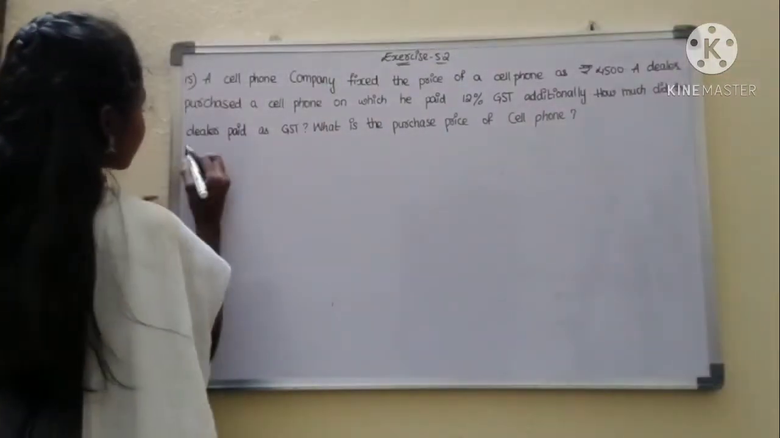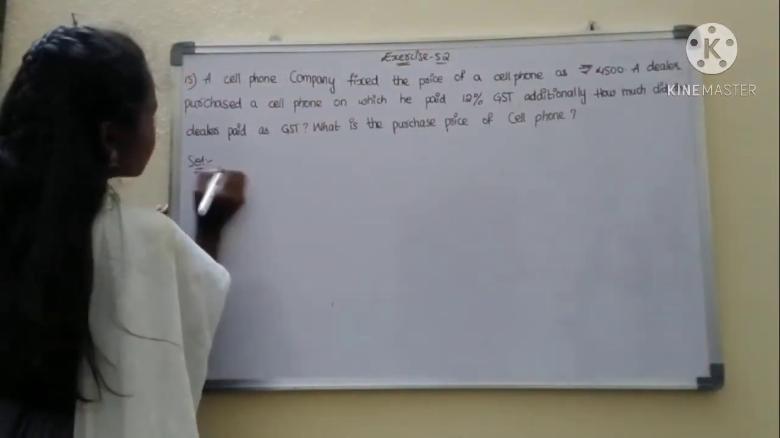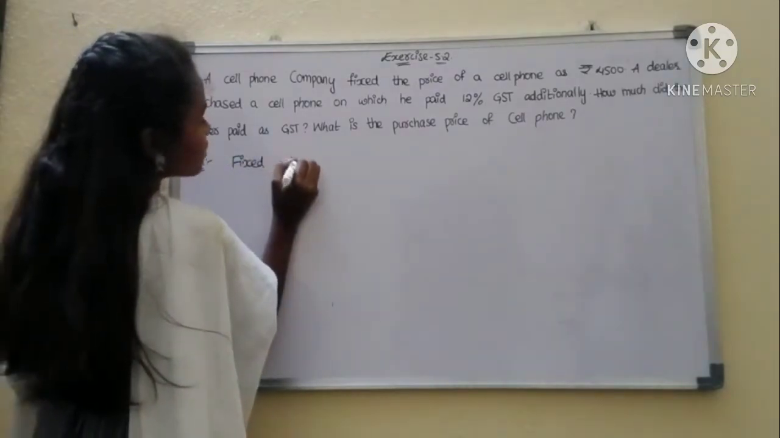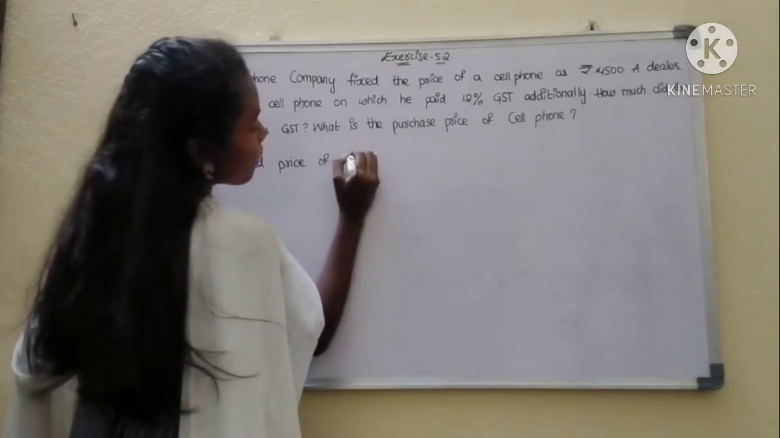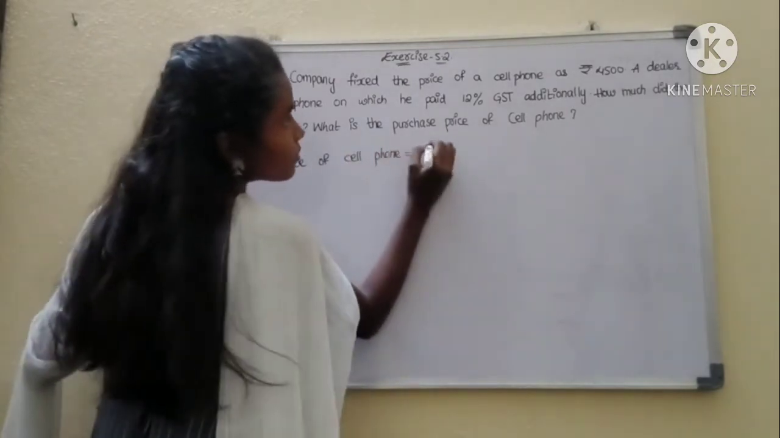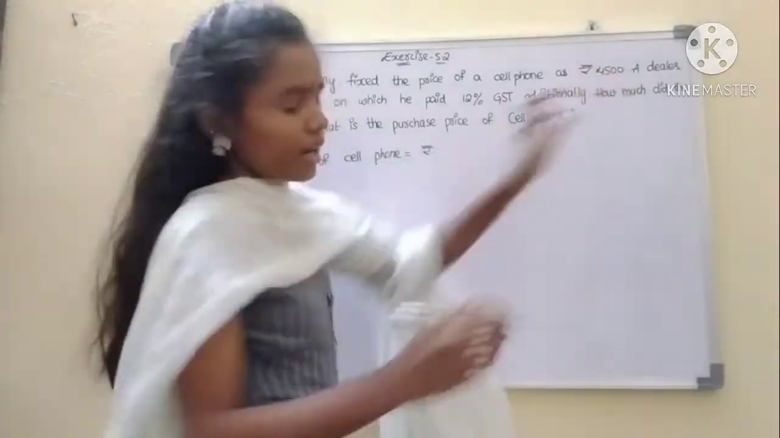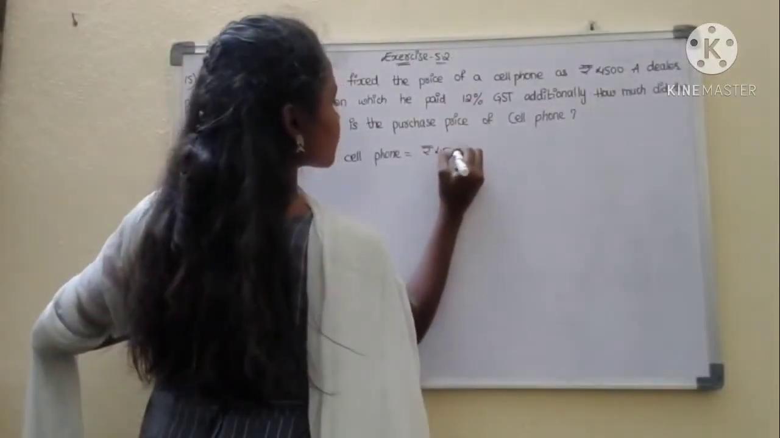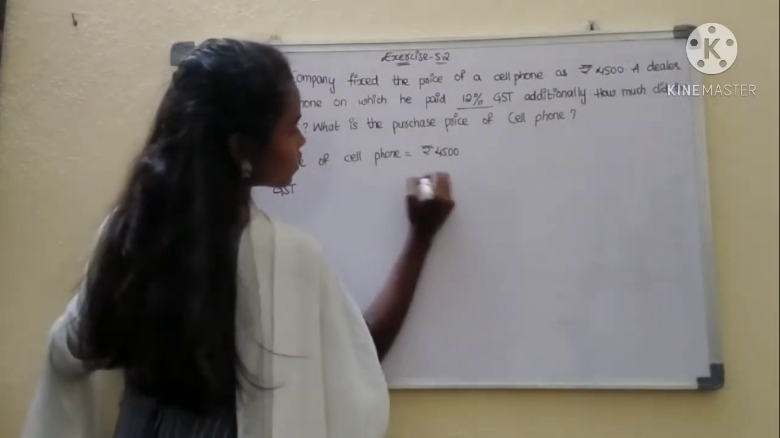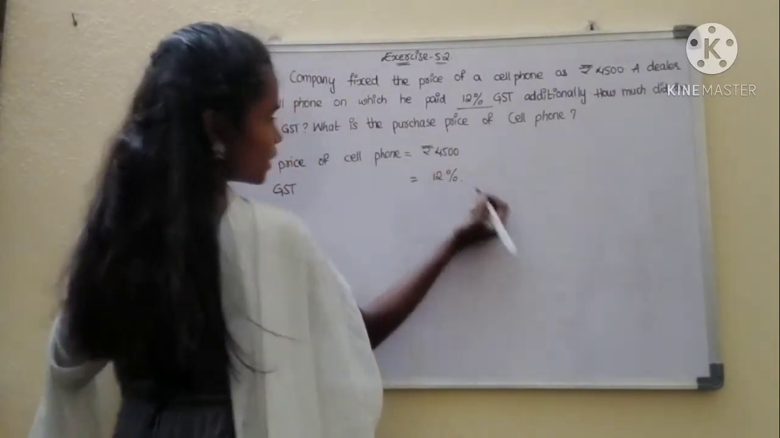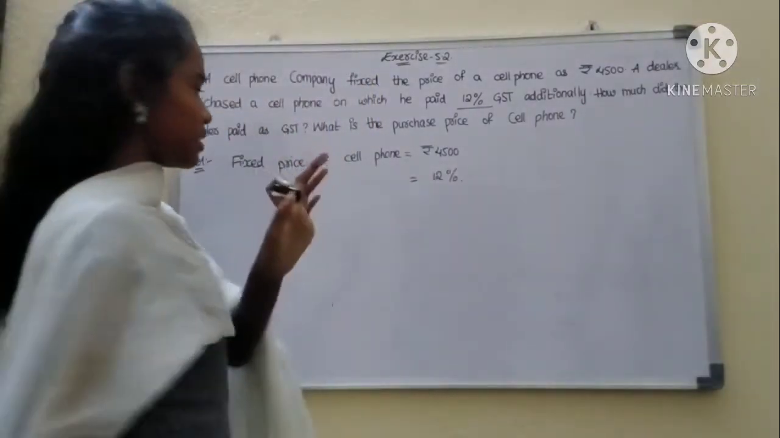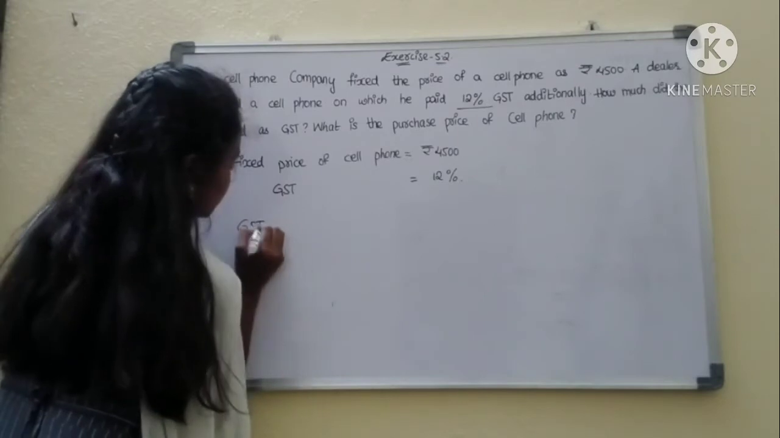So, first of all, the fixed price of the cell phone. Fixed price of the cell phone, that is 4,500. GST, how much? 12%. GST is equal to 12%. So first we have to find how much he paid as GST. First we have to find GST.